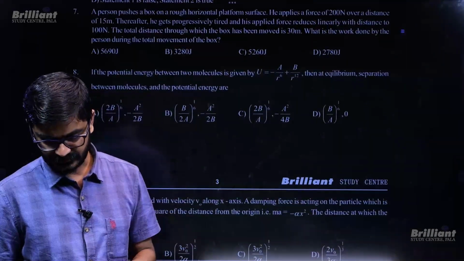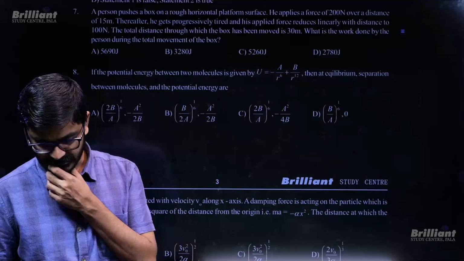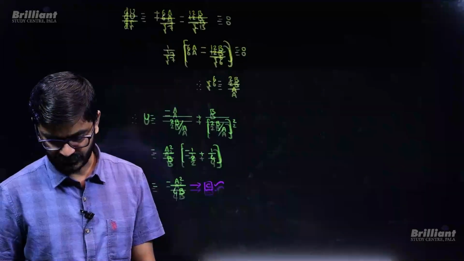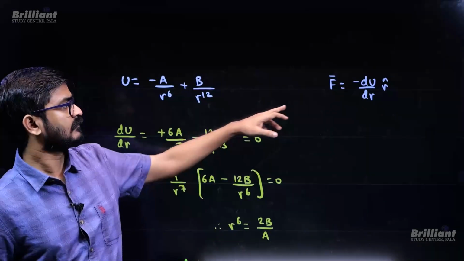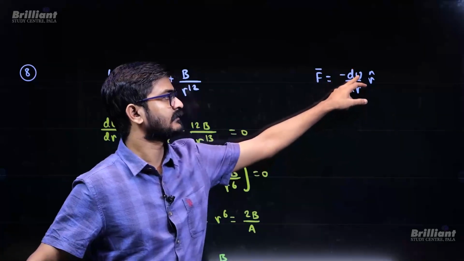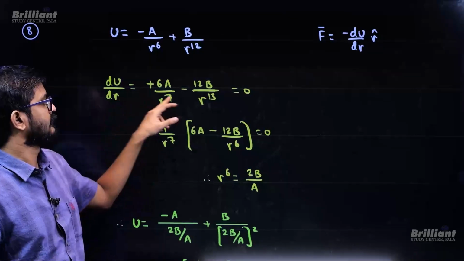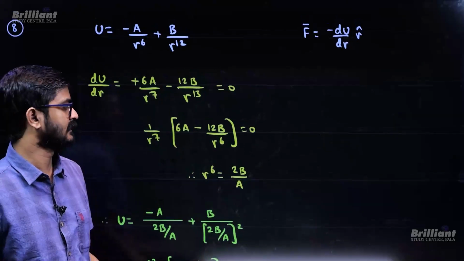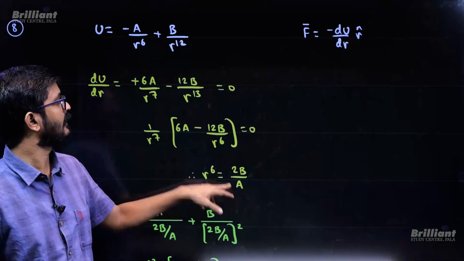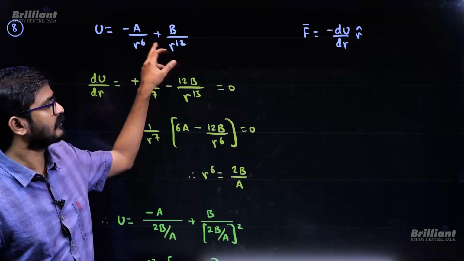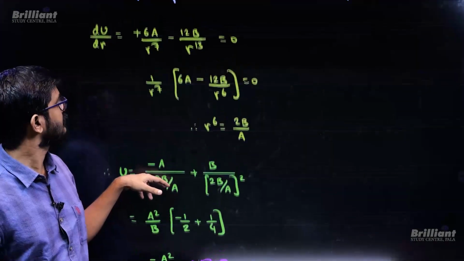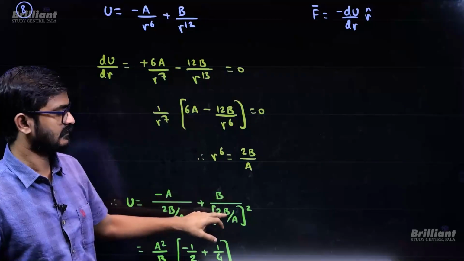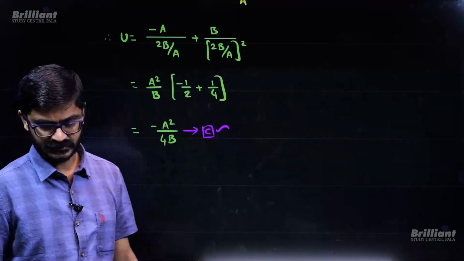The next question, potential energy is given. Then at equilibrium the separation between the molecules and the potential energy are. So equilibrium is force is 0. Force is nothing but negative of U dash, right? Potential energy is given. Force we know is this thing. If force is 0, then differentiation of U must be 0. So differentiate U, put it equal to 0, then you will be getting r power 6 is 2b by a. Now substitute r power 6 is 2b by a, then you will be getting the potential energy as minus a by 2b by a plus b by 2b by a whole square. So when you do the calculation, you will end up with the answer, right?